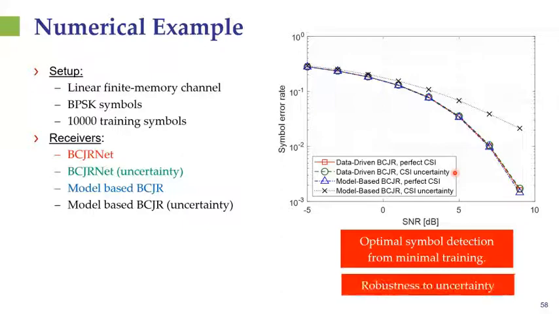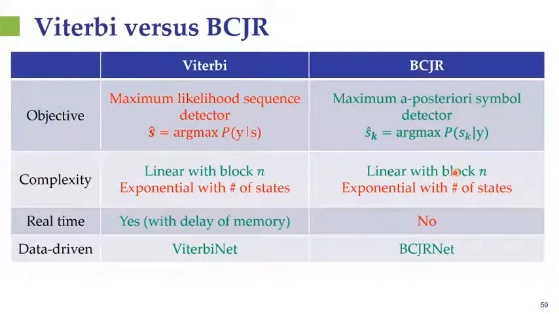Before we go further, let us do a brief comparison between Viterbi and BCJR, which are the two algorithms we've considered for symbol detection over finite memory channels. Let us recall that Viterbi computes the maximum likelihood sequence detector, while the BCJR computes the MAP symbol detector. So the BCJR minimizes the error rate for each given symbol. The complexity of both algorithms grows linearly with the block length, but it grows exponentially with the number of states, the channel memory, or the cardinality of the channel inputs, the constellation size.